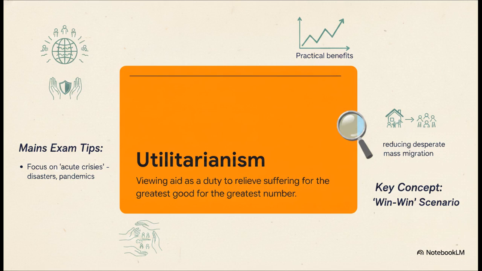From my angle, aid is a strict humanitarian duty. It's about protecting life and relieving suffering, especially during acute crises like a massive natural disaster. Plus, the utilitarian argument points out the practical benefits, right? By reducing extreme poverty, aid actually promotes global stability. It reduces desperate mass migration. It's basically a win-win for everyone.